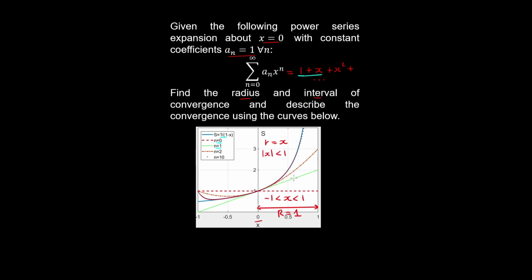So for n equals 1 we get a linear approximation, for n equals 2 we get a parabolic approximation, and if we use terms in those series up to n equals 10, that gets a much better approximation to the sum. So you can see that the series is going to converge to the exact sum.